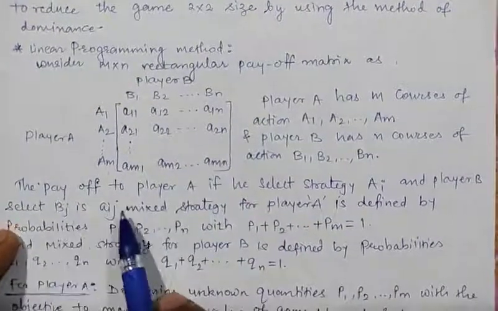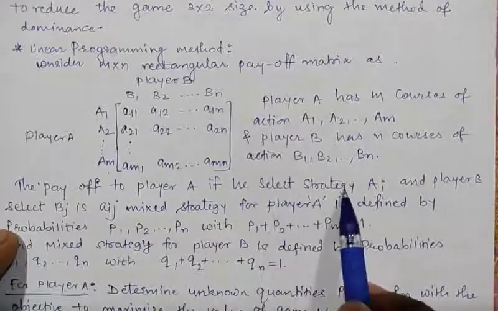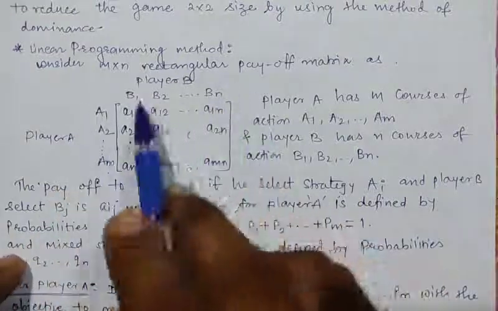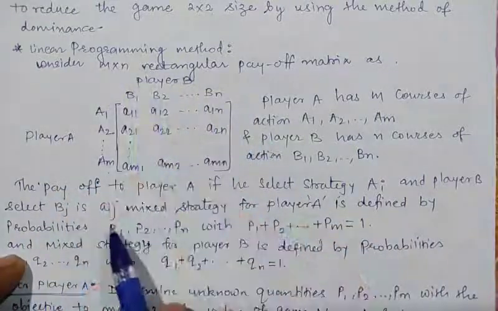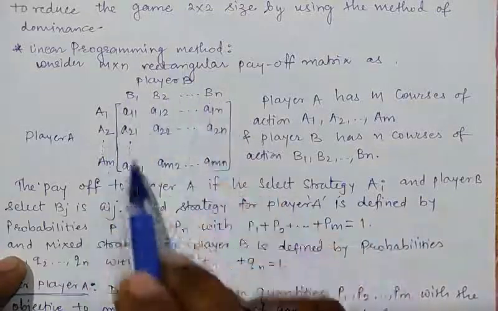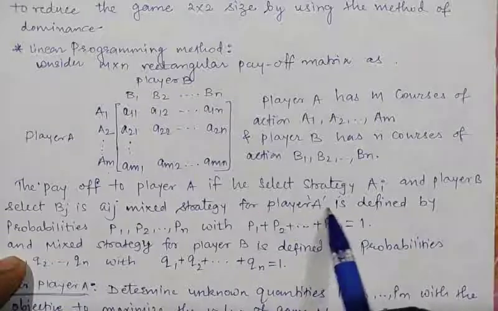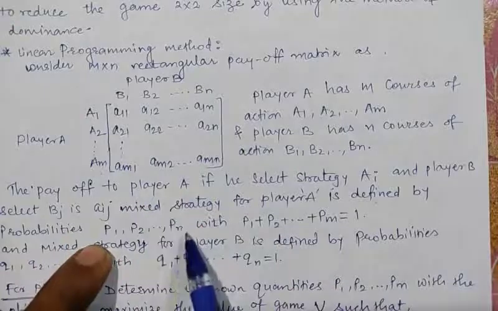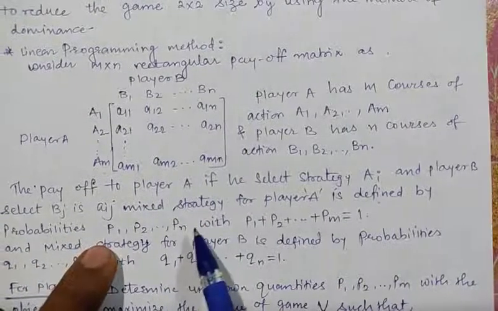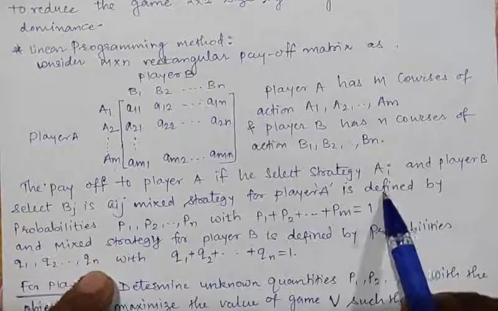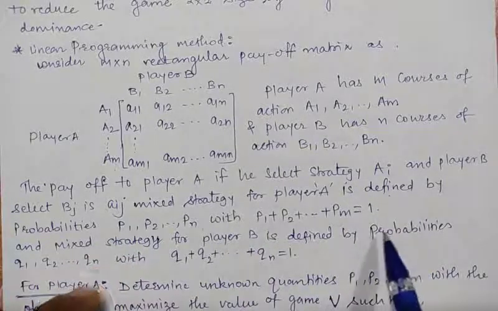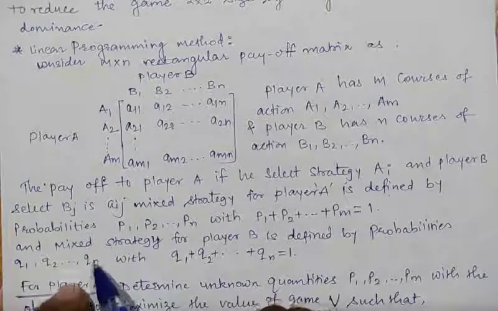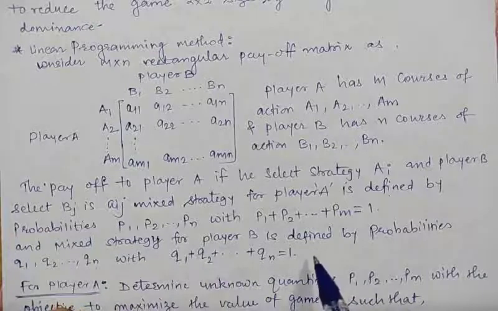Okay, so the payoff to player A is when he selects strategy Ai and player B selects strategy Bj, as aij. Here mixed strategies are used. The mixed strategy for player A is defined by probabilities p1, p2, up to pm, with the condition that the sum of the probabilities is always equal to 1. Again, the mixed strategy for player B is defined by the probabilities q1, q2, up to qn, and also we know that the sum of all probabilities is always equal to 1.